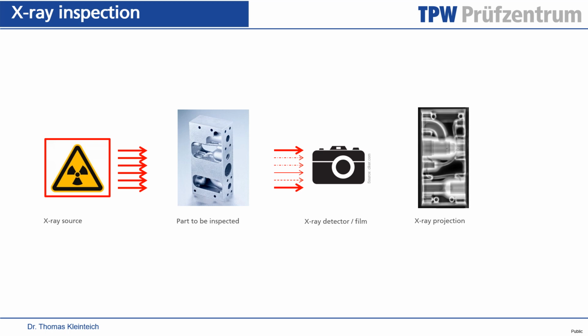Now, the X-rays from the X-ray source will pass through the part, and parts of these X-rays are being absorbed by the part. And what you then capture on the film is kind of like a shadow image of the part as the X-rays pass through this part, and this shadow image is called an X-ray projection. So it's like the shape of the part projected onto the film or onto the detector.